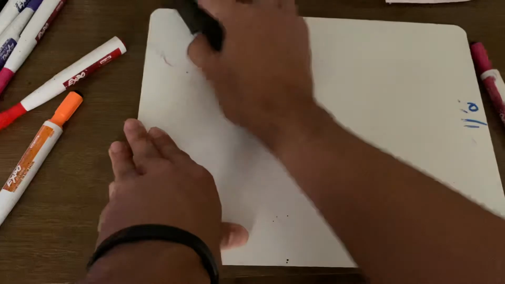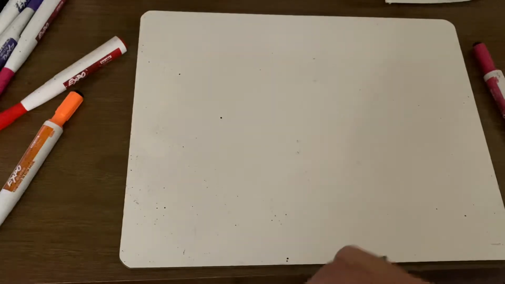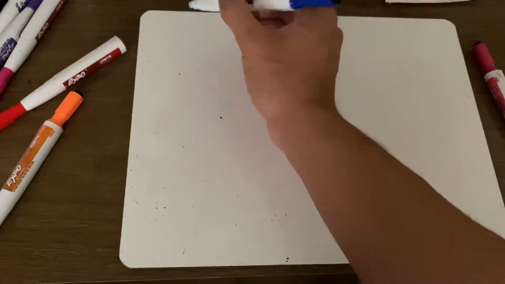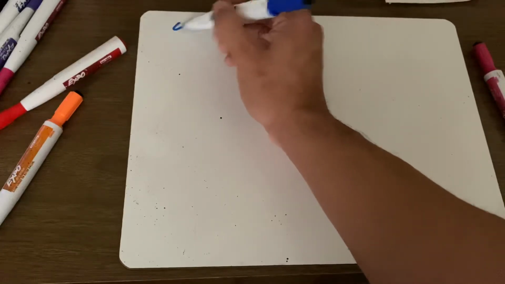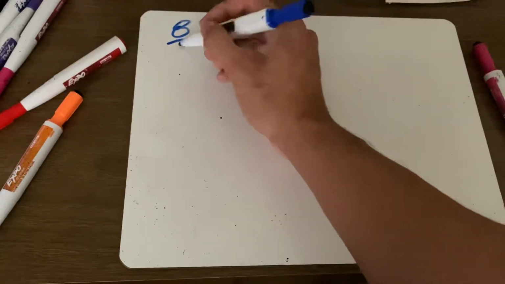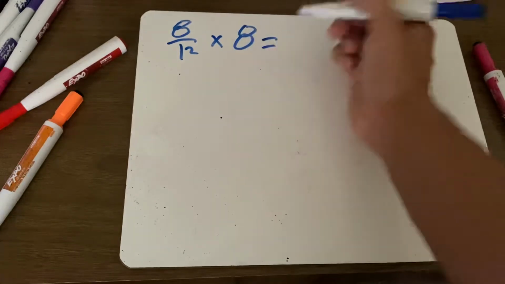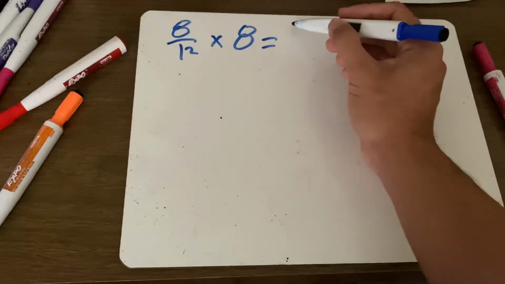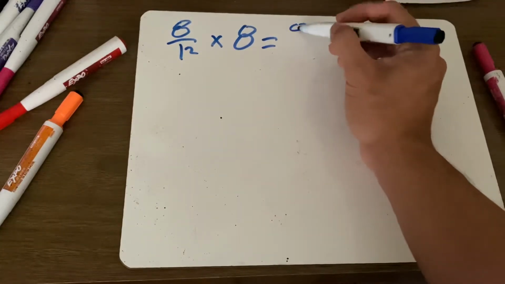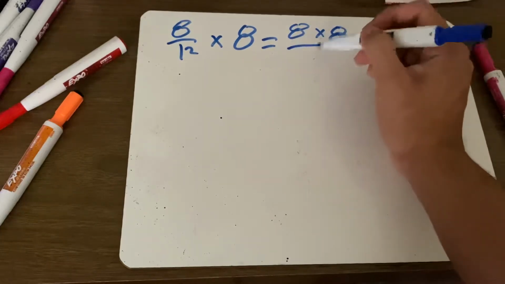Alright, now just do one more example, and that'll be it. Okay, so again, you're going to be doing your math test again. Hopefully this time you get higher scores. Alright, let's say that I have 8 over 12 times 8. And for this one, everybody, I am going to do the multiplication method. We have 8 times 8 over 12.